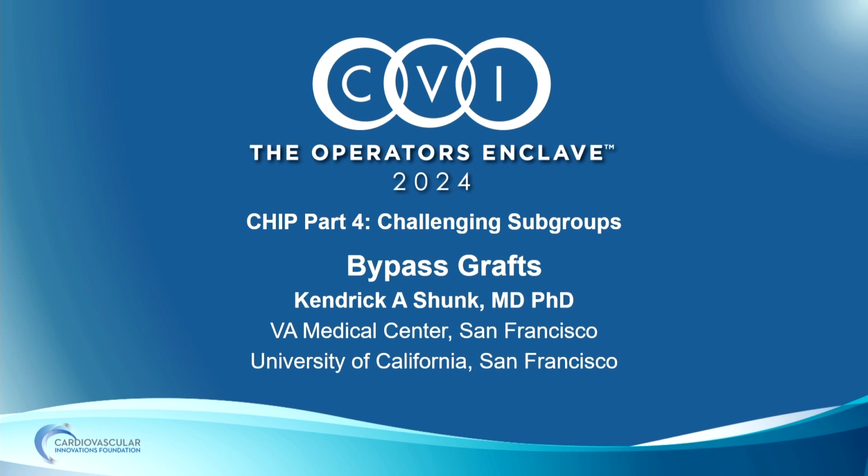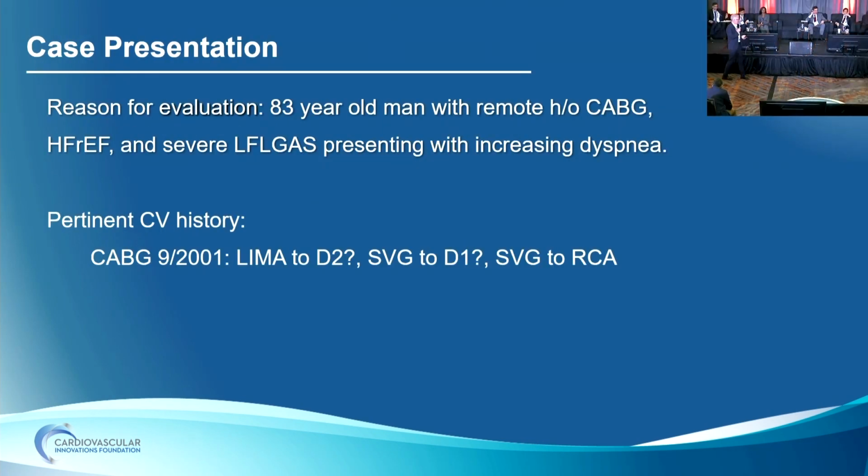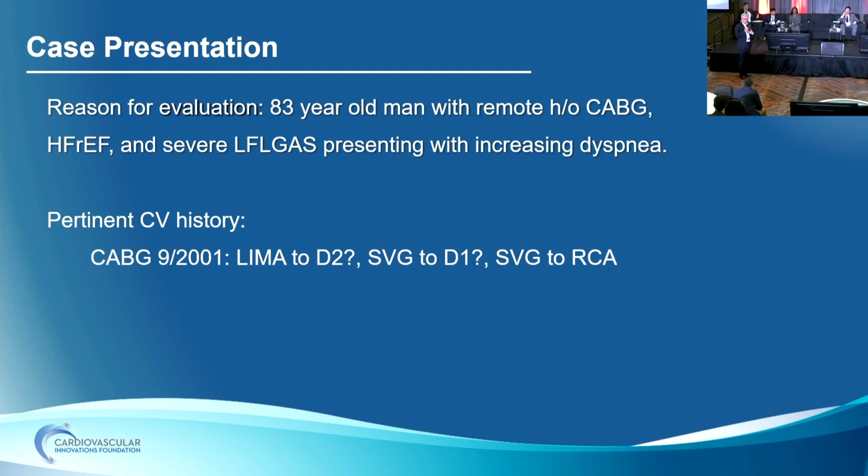Thank you. Let's see, I can advance the slides here. So this is a case, it will have a little bit of overlap, but I'm glad it won't have much with that first case. This is a case of an 83-year-old man with a remote history of CABG, severely depressed left ventricular function, and severe AS with low flow, low gradient. And he's presenting with increasing dyspnea.